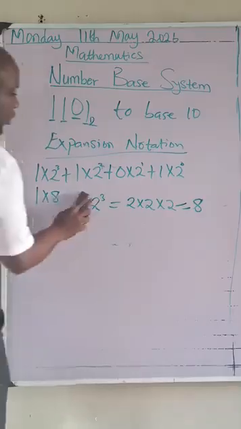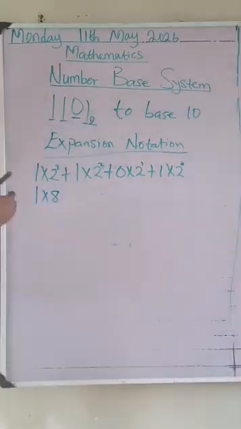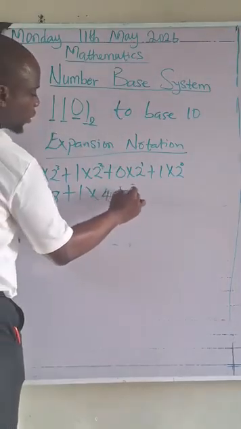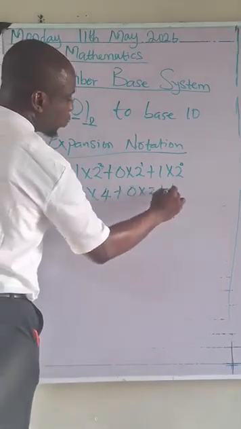2 raised to the power 3 is what? 8. The next thing you're going to do is very simple, which is what? Plus 1 times 2 raised to the power 2 is what? 4. You put your 4 plus 0 times 2 raised to the power, this is what? 2. Plus 1 times 1.